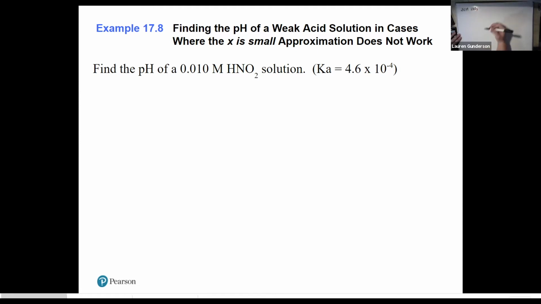And that's the real benefit of being able to use the approximation, is it cuts down on some of the math steps you have to do, which means you're less likely to run into making a mistake.